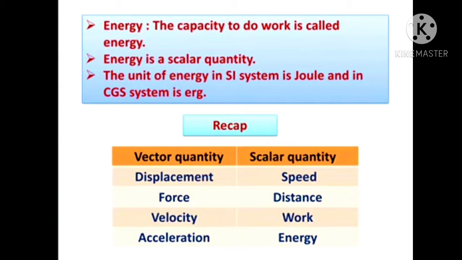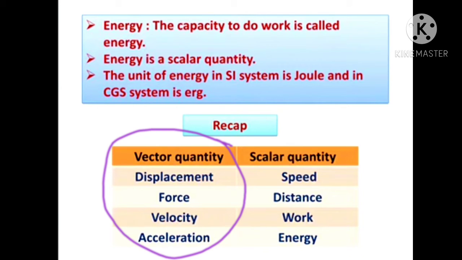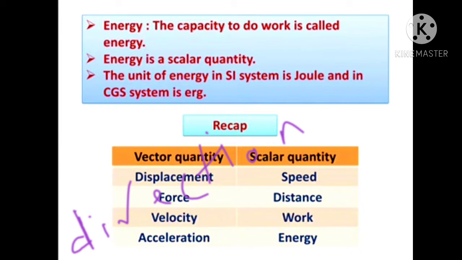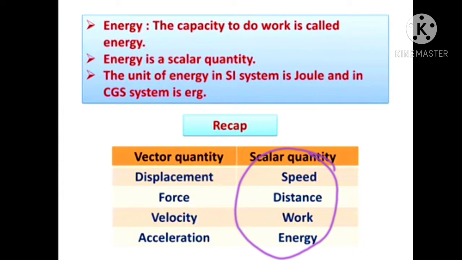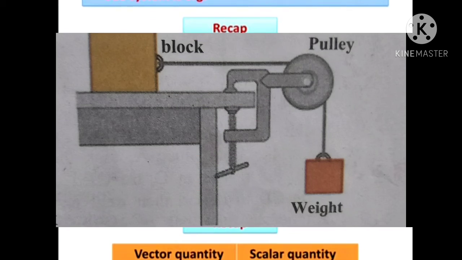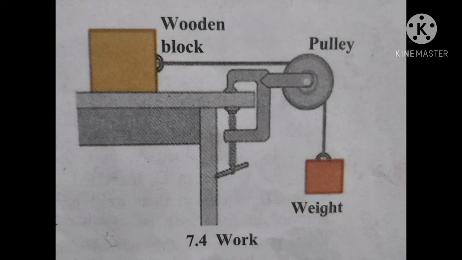Let's focus on the quantities which are vector quantities. In this lesson, we have learnt about displacement, force, velocity, acceleration. All these quantities are vector quantities. There is a need of direction and magnitude to express the physical quantity. And speed, distance, work, energy are scalar quantities. There is no need of direction to express the physical quantity. Only magnitude is enough.